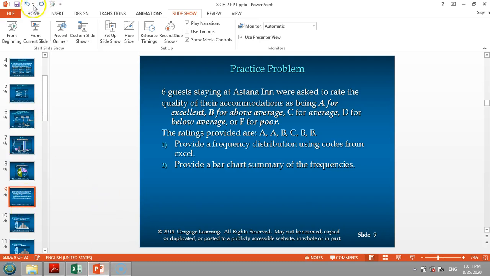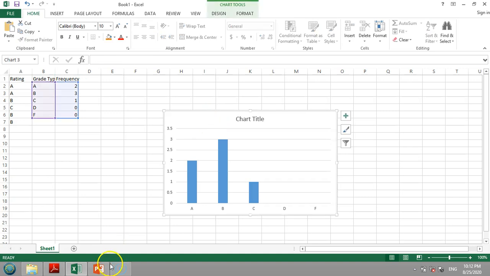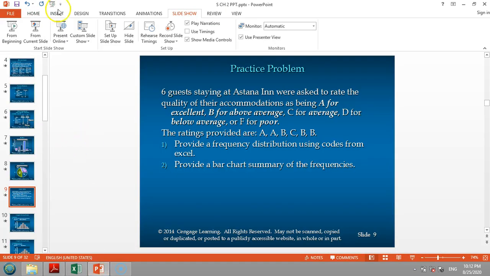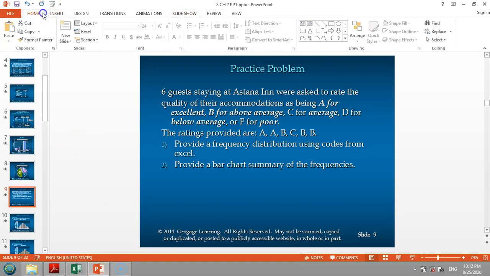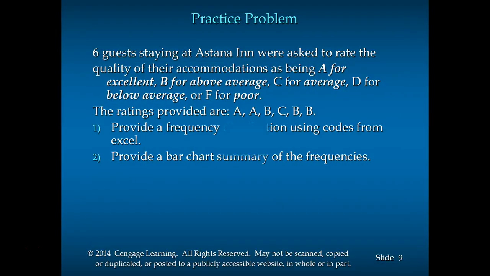Okay, so moving on in the lecture then. Provide a bar chart, provide this and this. So the frequency distribution is this: the number of A's, B's, C's, D's, and F's. And this is the bar chart here, okay? Okay, we move on now. One second. Let's see where this is. It's right here. Okay.